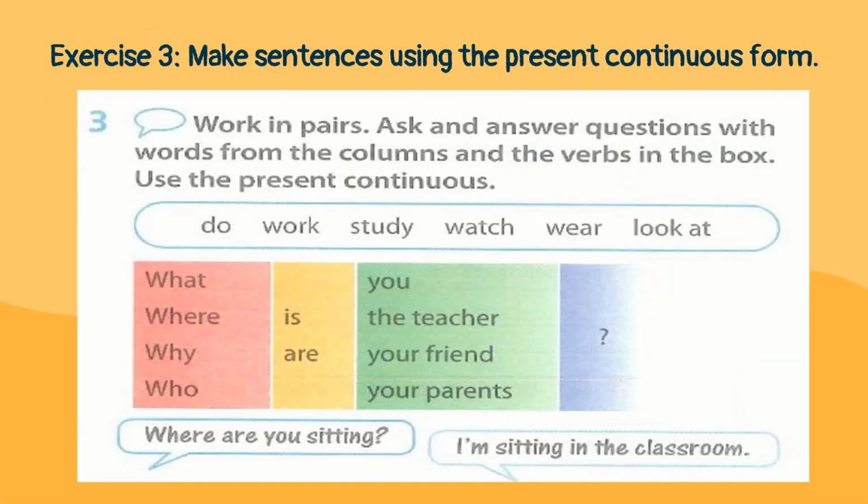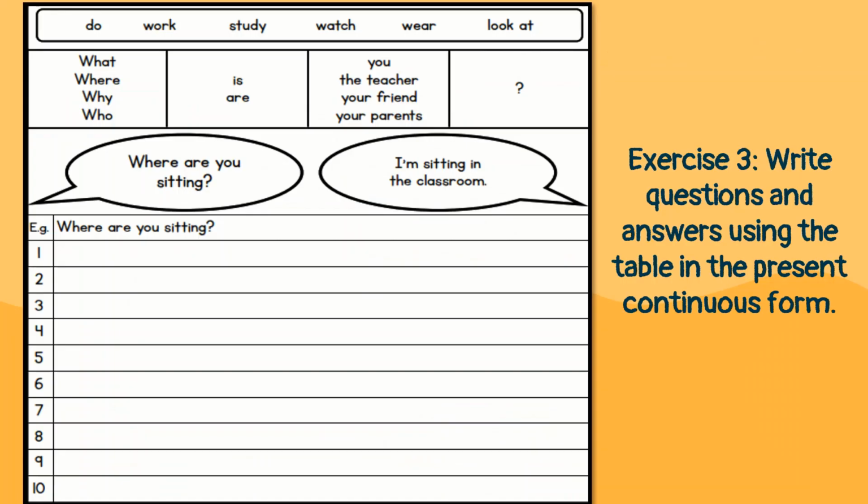Exercise 3. Make sentences using the present continuous form. So use the words given and the WH questions given to make sentences. Okay, for example, do, work, study, watch, wear, look at. Okay, so these are the WH questions: what, where, why, who, and the be verb is, are, and the subject: you, the teacher, your friend, your parents.